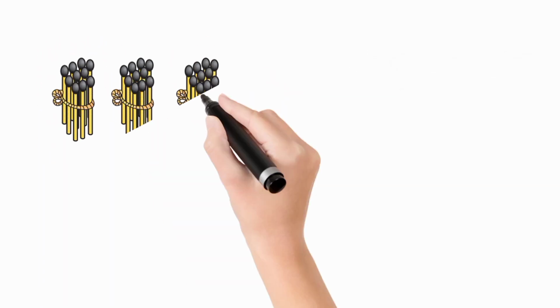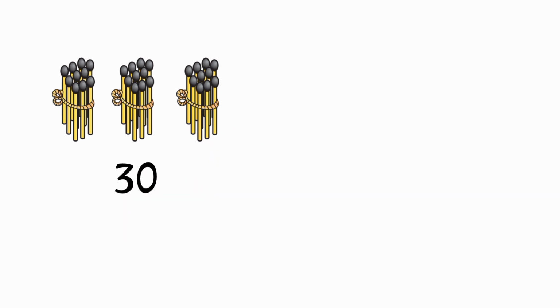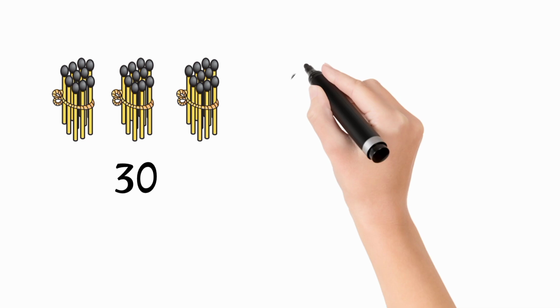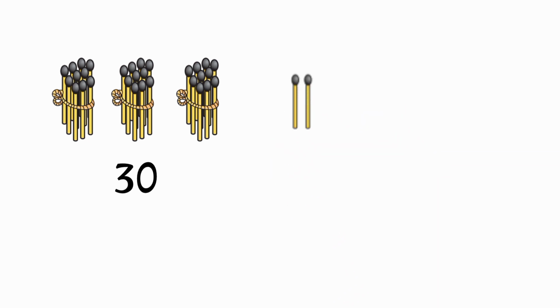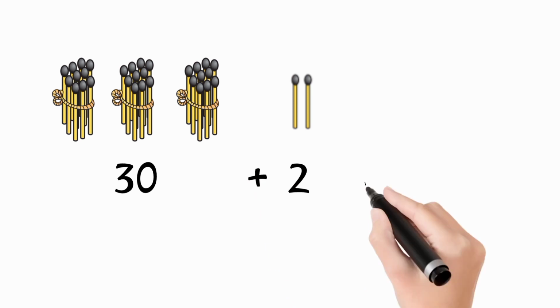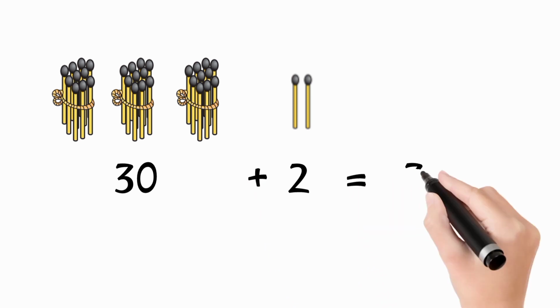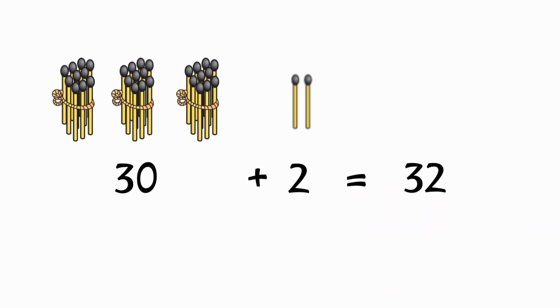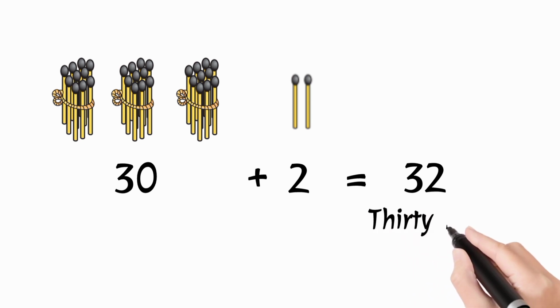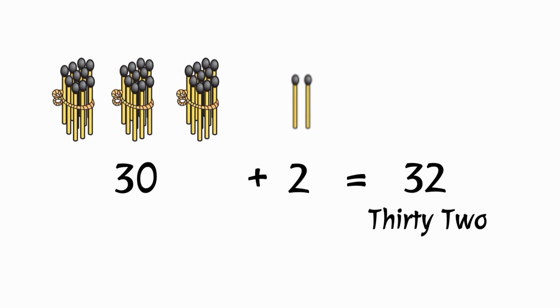Now we have 3 bundles which is equal to 30 and 2 loose matchsticks. So 30 plus 2 is equal to 32. 3 tens and 2 ones, 32. इसे 32 कहते हैं.